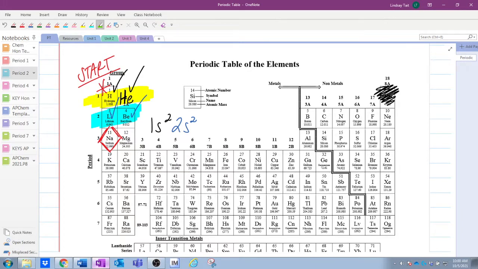All right, and then I move to the 3s, right? No, because I'm not done with the second row. Make sure that second and third row, you keep going. There's stuff over there on the right side. What sublevel is that? That's 2p, second row p block.